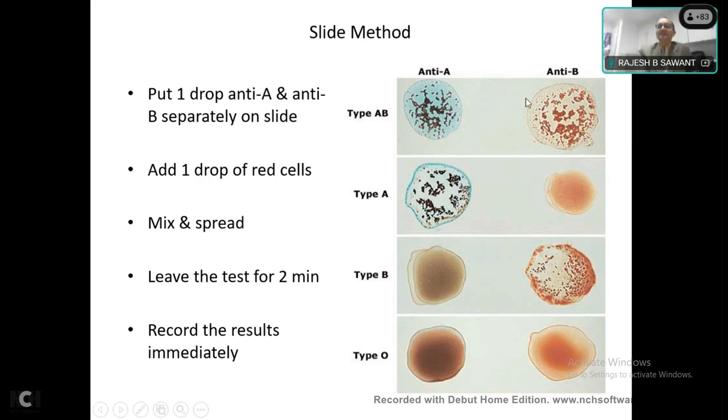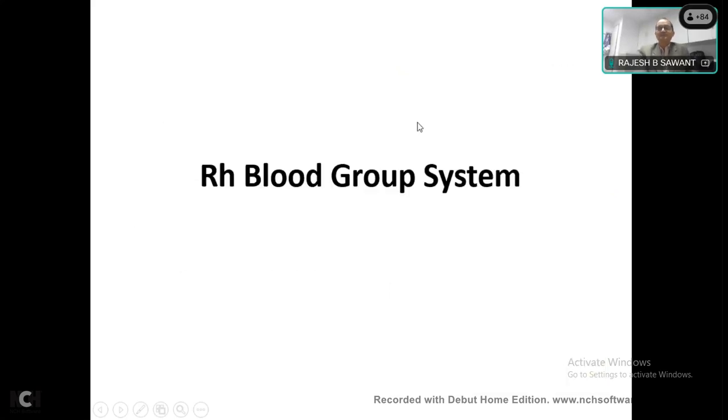And this is how the slide looks. So you have anti-A and anti-B, which is added one drop to the red cells, and you can see the agglutination. So if your anti-A is showing agglutination, the type is A. If anti-B is showing agglutination, the type is B, the forward blood group type. And if no agglutination, it would be type O. And if there is agglutination with both antisera, it would be type AB, right?